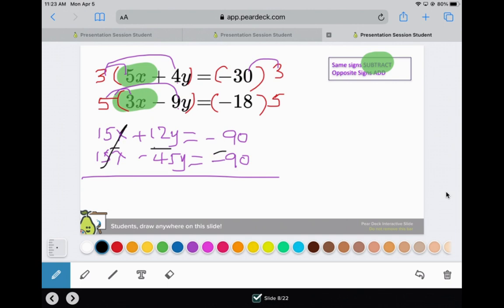12 minus a negative turns into positive, so that should be 57y, and minus turns into positive, so this is 0. Divide 57 on both sides, so y is 0, okay? I'm not going to finish the rest because at this point, unless you want me to, but that's how I approach this problem, okay?